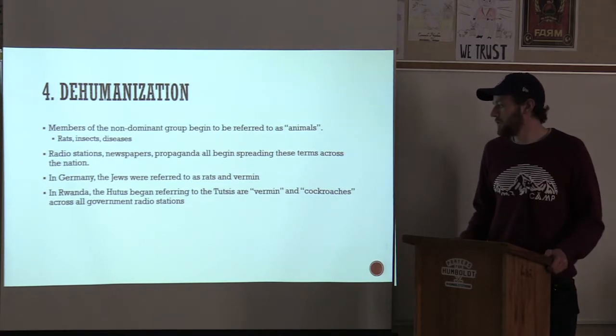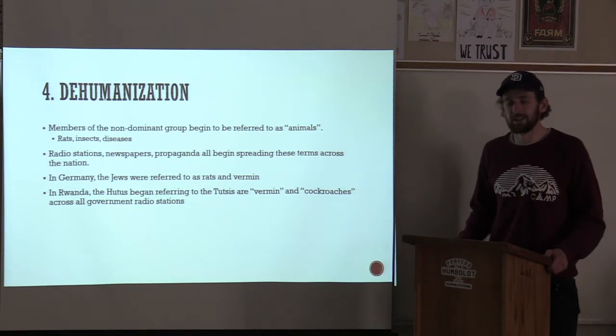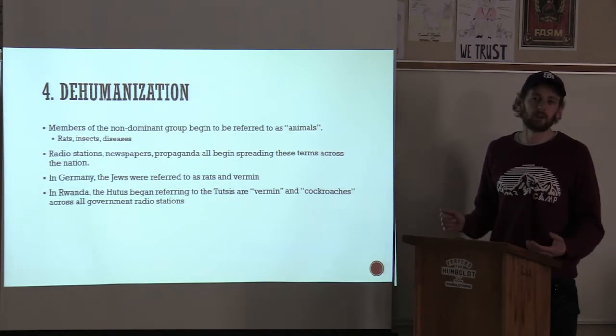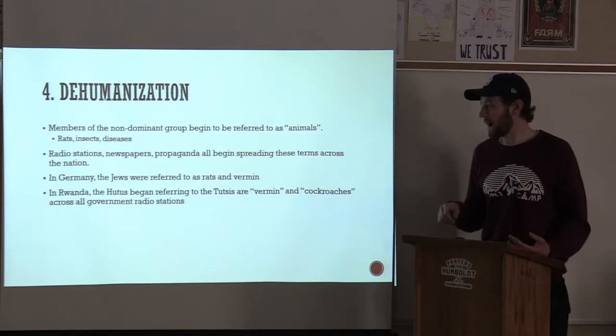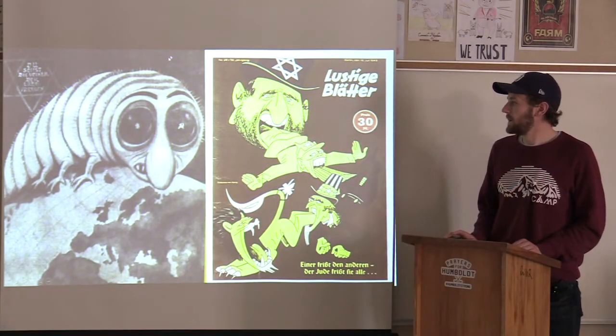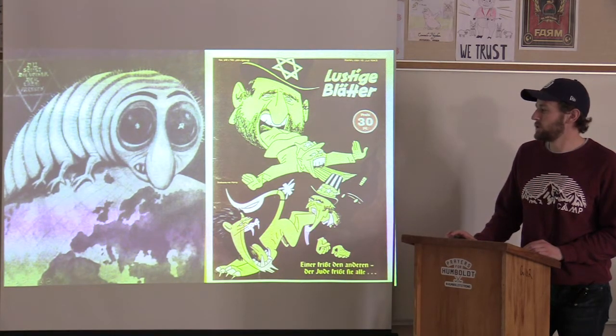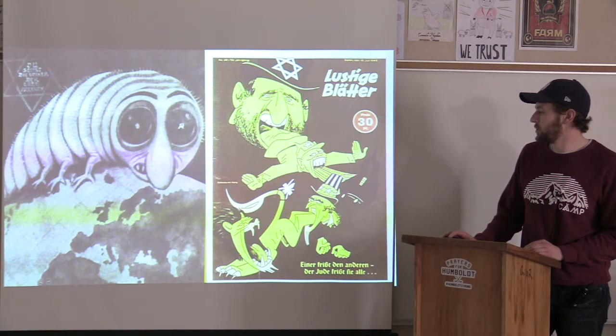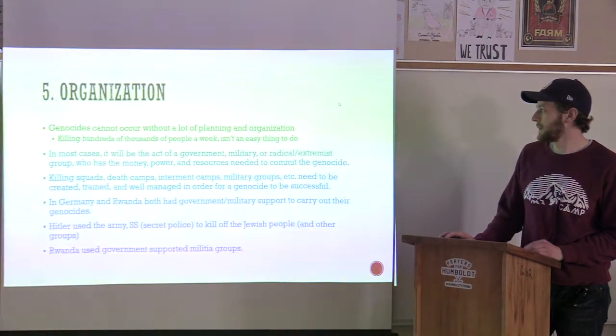And in Rwanda, the Hutus were called vermin or cockroaches. Again, not things you necessarily want to be called. There's not a lot of positive connotations about rats or vermin or cockroaches. So here's some Nazi propaganda. You've got the Jewish parasite on the world here. And then over here you have the Jewish person that's essentially eating or taking over societies around the world.